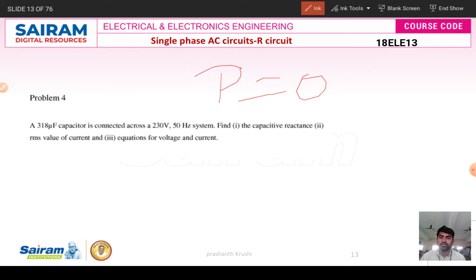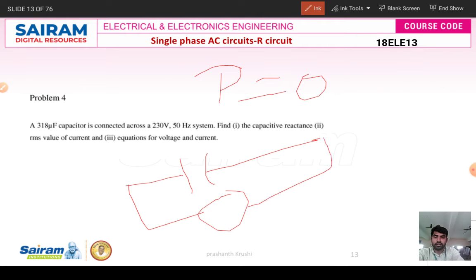A 318 microfarad capacitor is connected across a 230 volts, 50 hertz system. So they have given a question like this: a 318 microfarad capacitor connected across a 230 volts supply. Find the capacitive reactance.